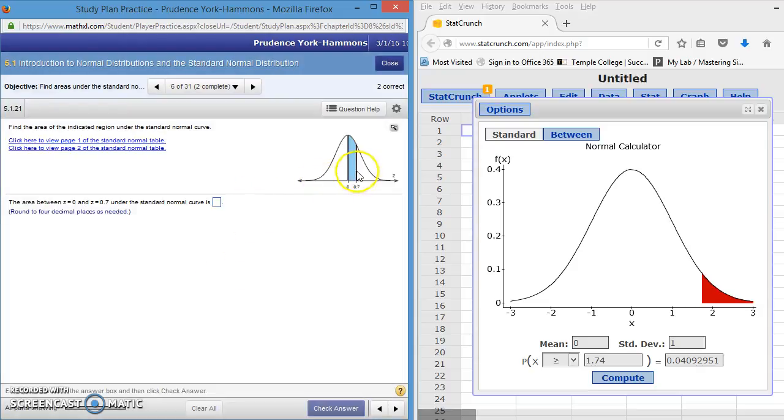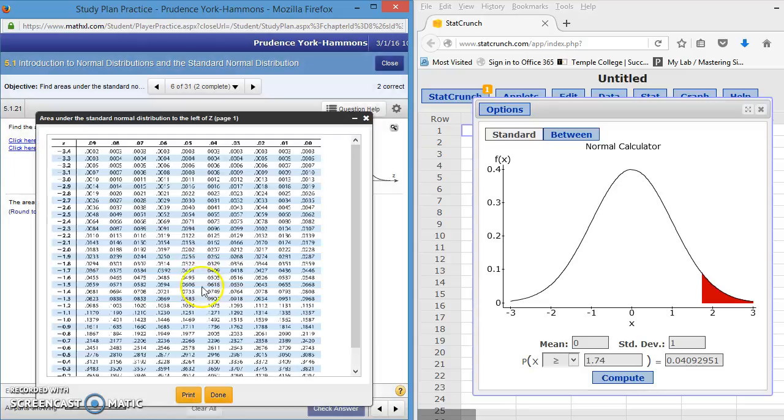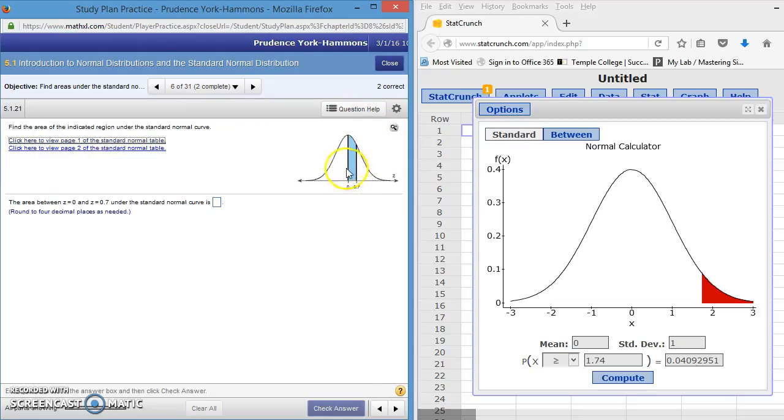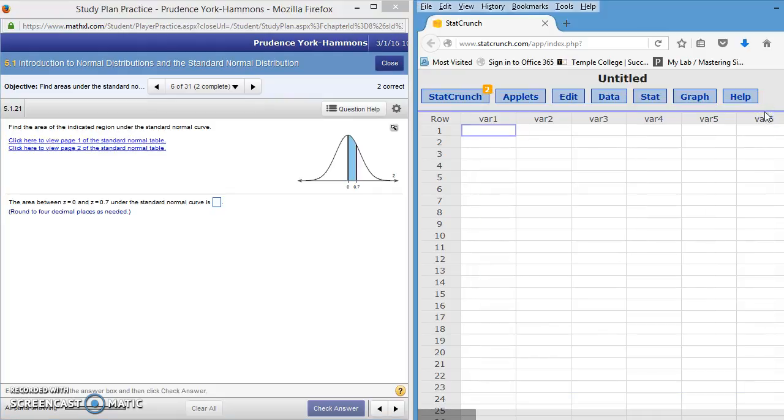Now the next one is a between. Again, with the standard normal table where you're looking to the left of z, everything here, if we wanted to the left, we'd have to figure that whole area to the left and then subtract off this area right here. But with StatCrunch, let me close this one so we get ready for the next question.